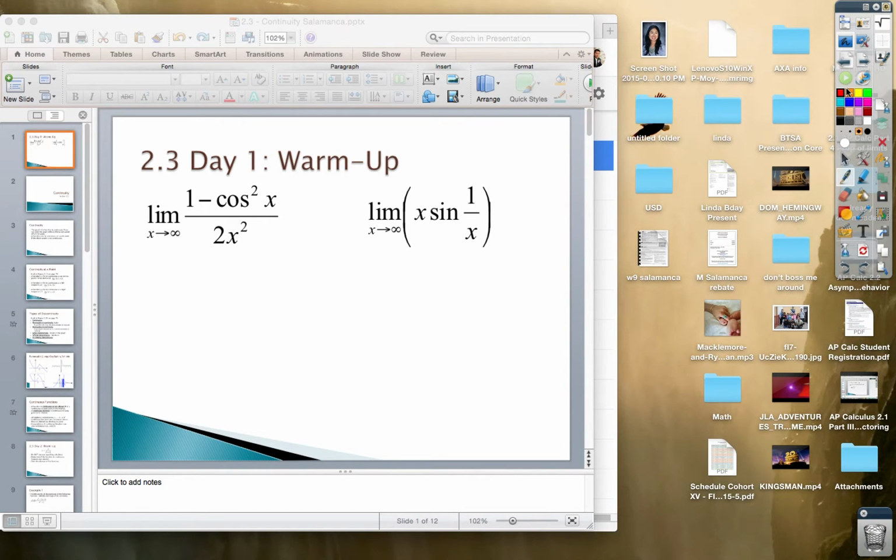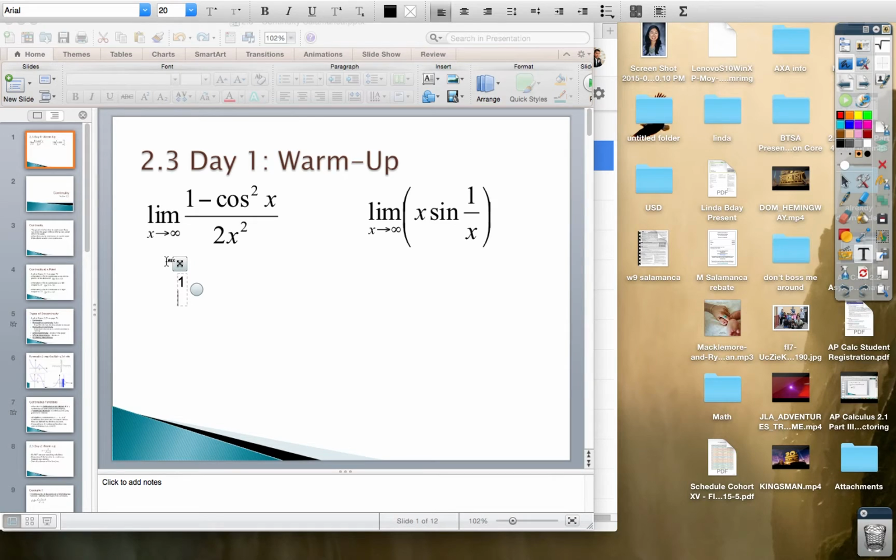Hello students. In today's class, we're going to be working on continuity. So let's get started on these two quick warm-up problems. In this set of problems, they want us to find the limit as x approaches infinity. Now remember, for all of these, we're going to want to use our arithmetic for functions to split them up.